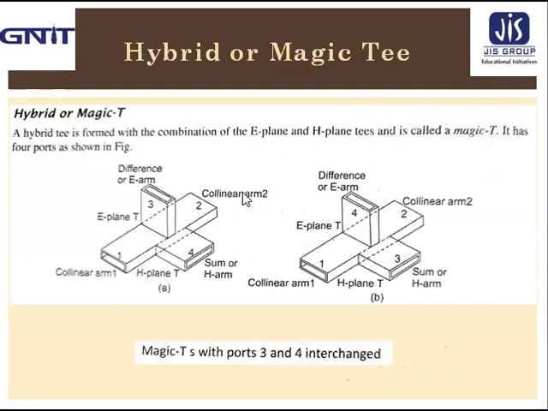Next is the hybrid or magic T. A hybrid T that is formed with the combination of E plane and H plane T's is called a magic T, and it has four ports as shown in this figure. This is port 1, port 2, port 3 and port 4. These are the collinear arm 1 and collinear arm 2, that is the difference arm or E arm, and that is the sum or H arm. Here the magic T has the following characteristics.